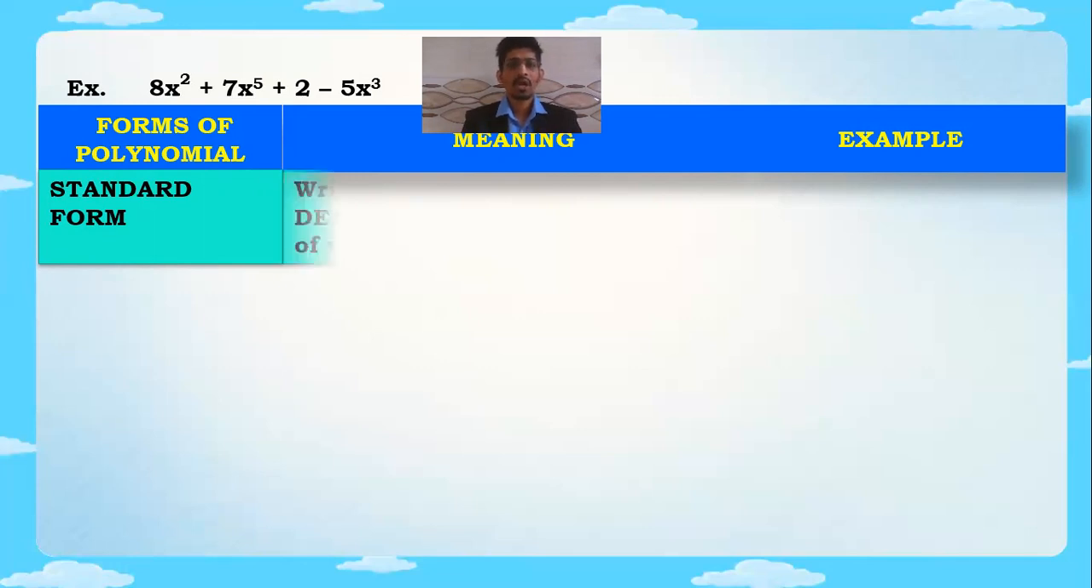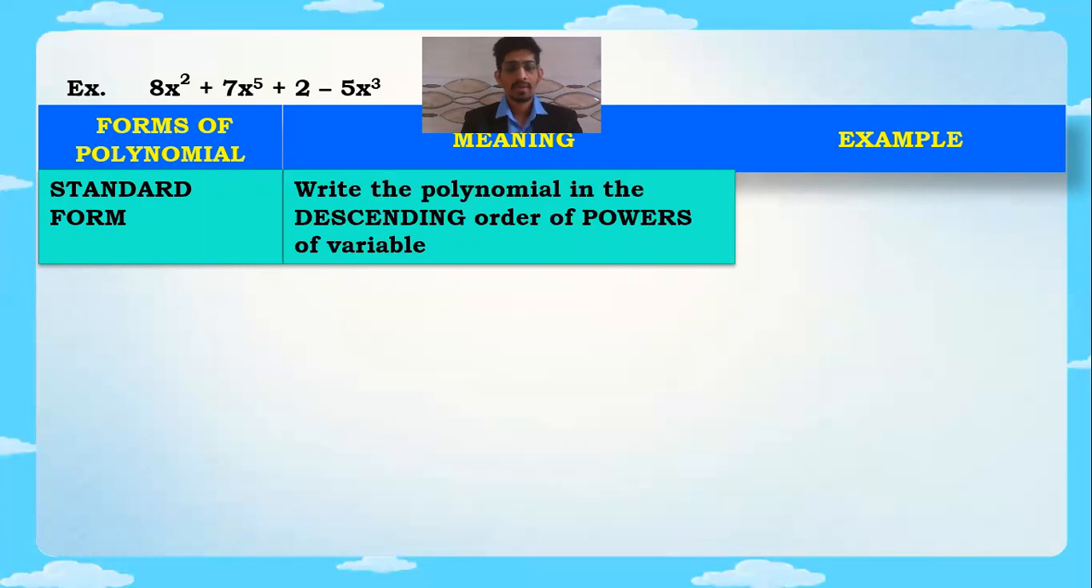Standard form means we need to write the polynomials in the descending order of powers of variables. That means whatever polynomial is given here, students, we just need to arrange that polynomial in such a way that it starts from highest power to lowest power. We are going to arrange the terms. Okay, descending order. Descending means starting from highest power to lowest power of variable. We need to arrange this polynomial. That is called a standard form. Very simple. Now let's understand with the help of this example.